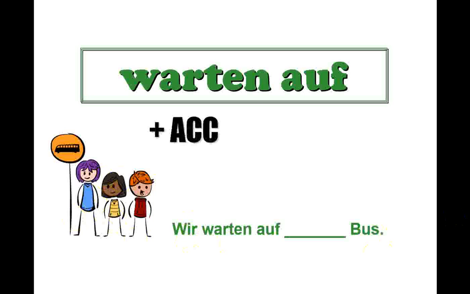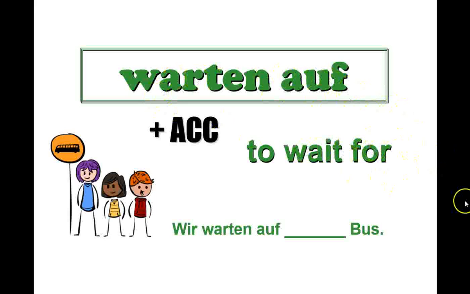An, auf, hinter, in, neben, über, unter, vor, zwischen are two-way prepositions. But warten auf is always going to take the accusative. You're just going to have to learn it and memorize it. So, to wait for. It's not warten für. It's not the accusative für. Warten auf. So taking a look at this picture, complete this sentence. Wir warten auf. So we are waiting for the bus. If you said den Bus, you are correct. Yay!